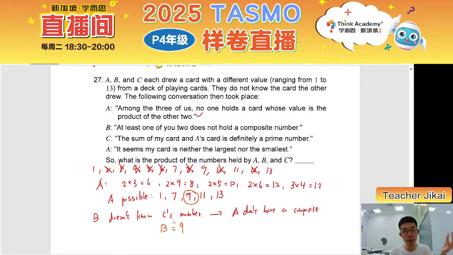The 9 here is in B's hand. So B knows, okay, A, you don't have a 9. So you can only have 1, 7, 11, 13. So no composite. So A and C, you two don't have a composite number. So this is B.